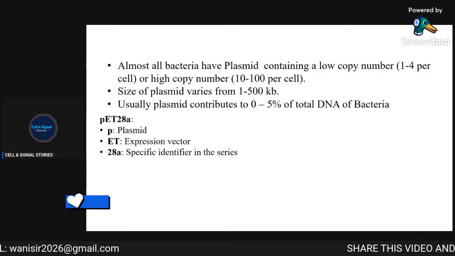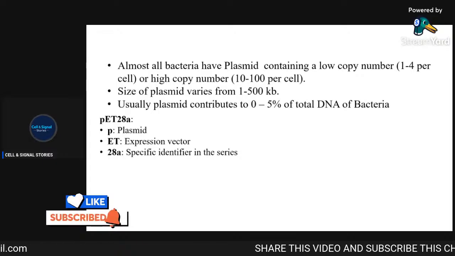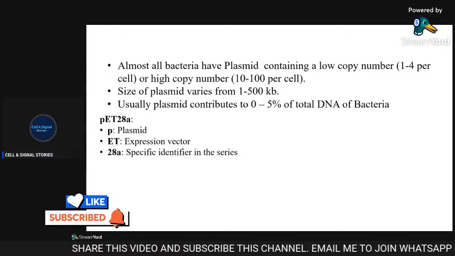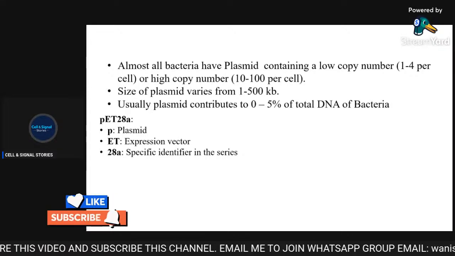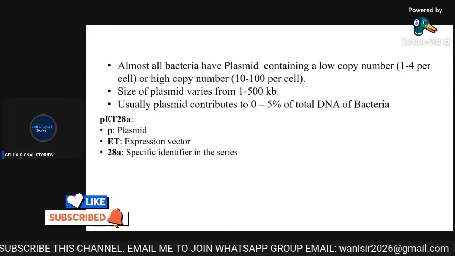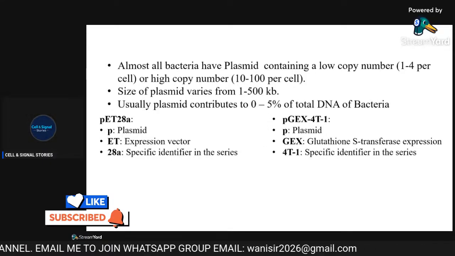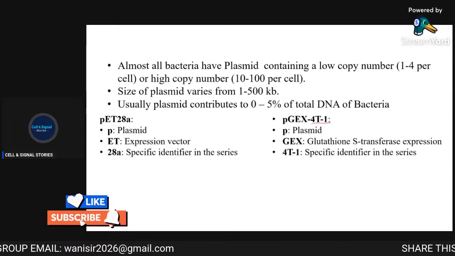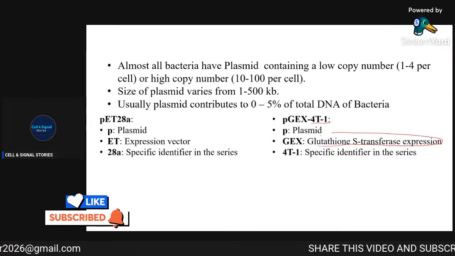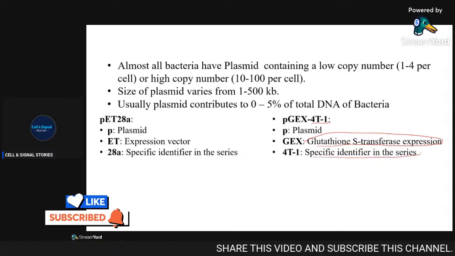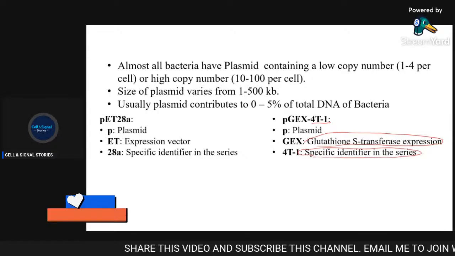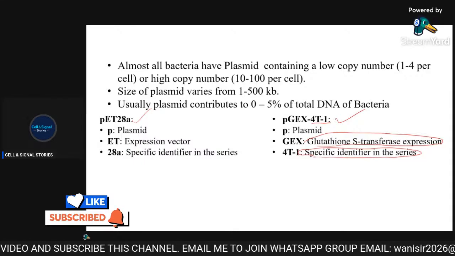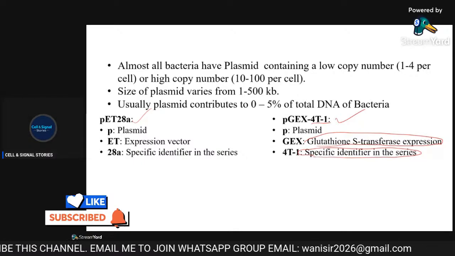So we have some plasmids called the pET28a plasmids. They are expression vectors: p means plasmid and ET means expression vector, and the specific name 28a is specific and identified in this series. And we have the plasmid pGEX-4T-1, which is the glutathione S-transferase expression vector, and 4T is a specific identifier in this series. I will explain these two vectors in the coming videos, and I will give you a separate lecture on them.